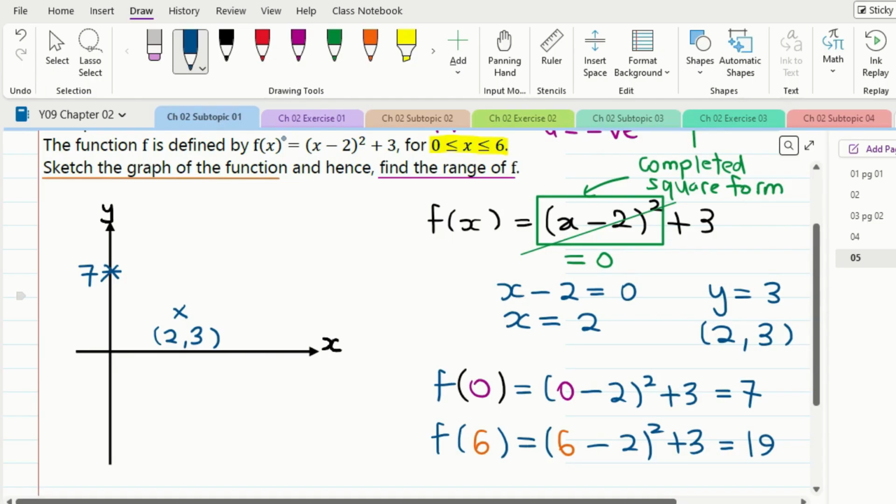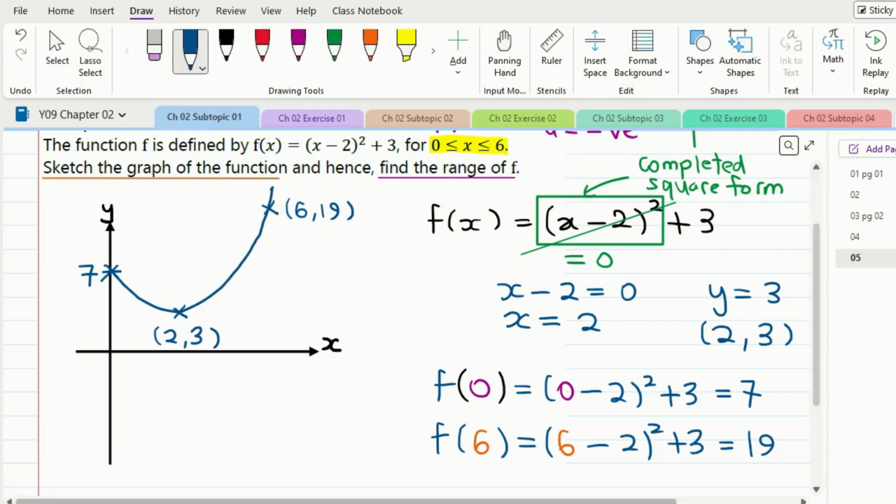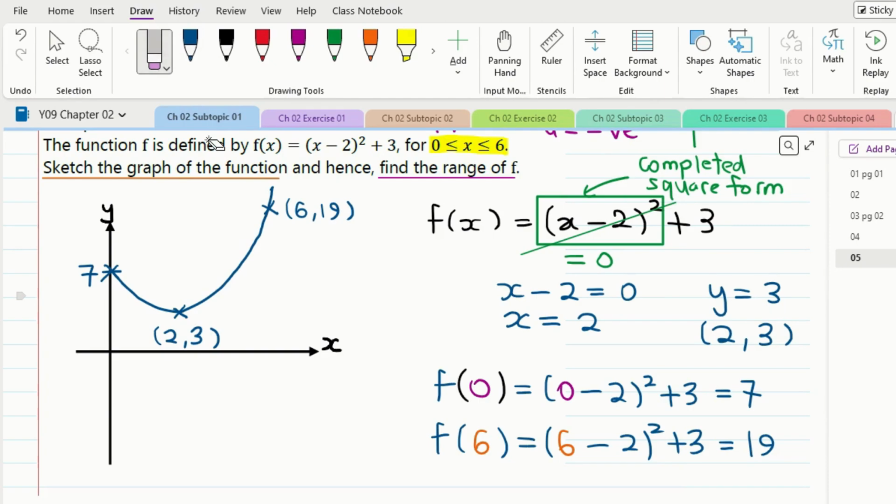So let's plot it somewhere. So (6, 19), maybe it's here. Okay, maybe. Alright, so just plot the coordinates. Okay, this is just for the lesson, and in general, okay, this is going to be your graph, right? Okay, you can pass through the, and you cannot pass through the domain.